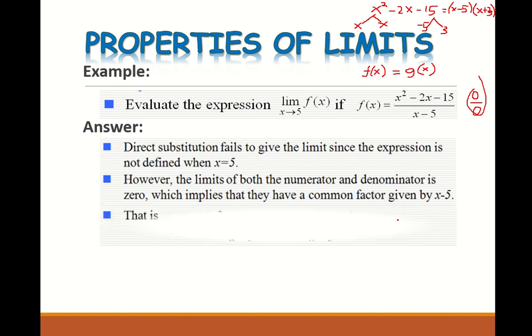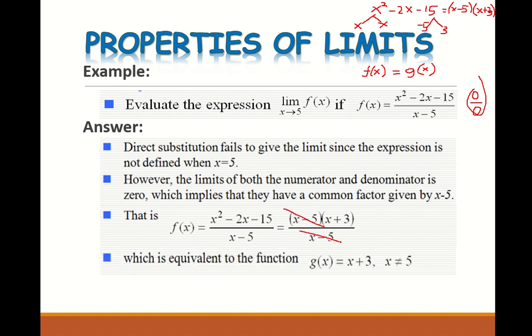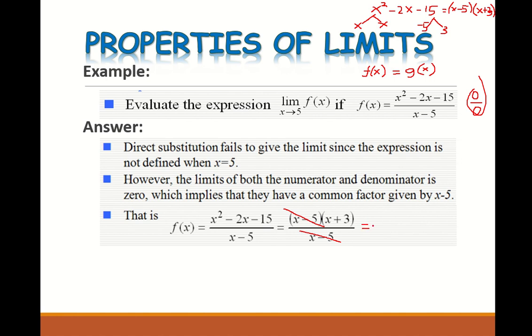So we can write f of x equal to x squared minus 2x minus 15 divided by x minus 5 as the quantity x minus 5 times the quantity x plus 3, divided by x minus 5. So you have x minus 5 at the numerator and x minus 5 at the denominator. What is left is x plus 3.